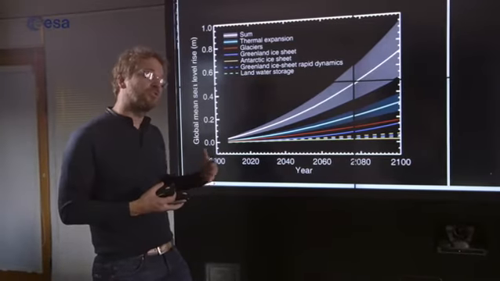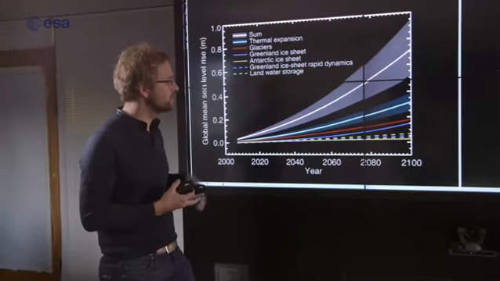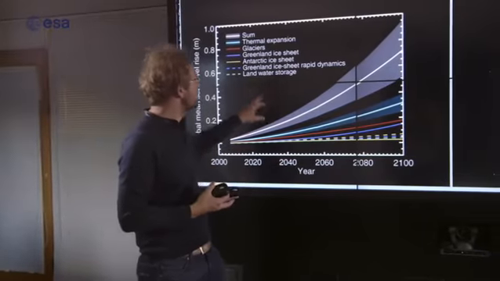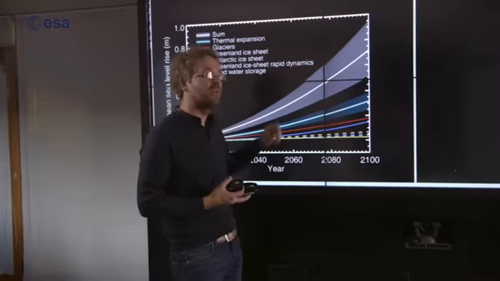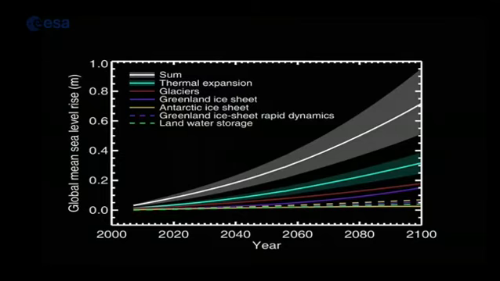But as glaciologists, we know that there are things missing from this assessment, and so does the IPCC. And those things that are missing are how the ice sheet could behave if things didn't behave as the models that we use to predict future changes expect them to. So this contribution here, Greenland ice sheet rapid dynamics, is almost insignificant.